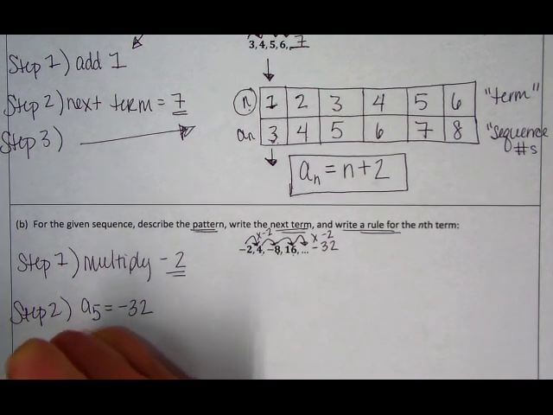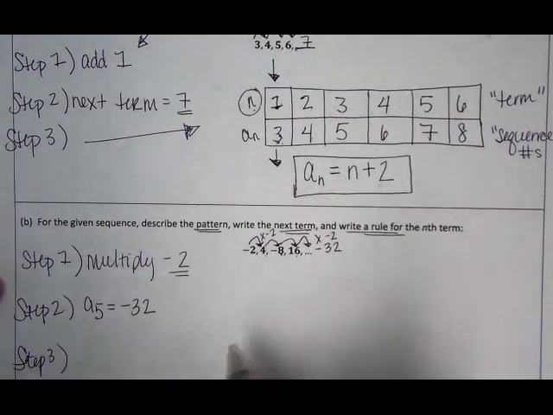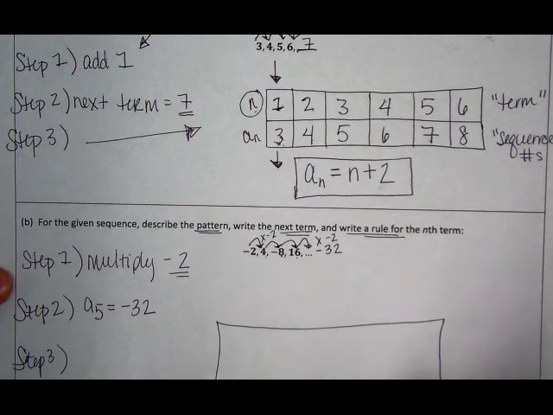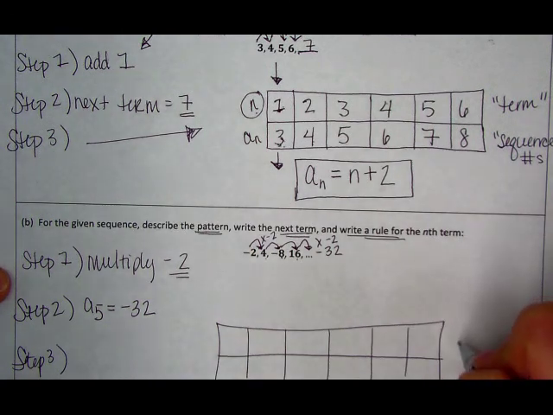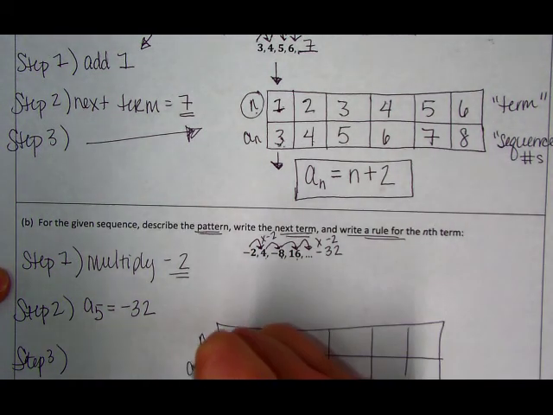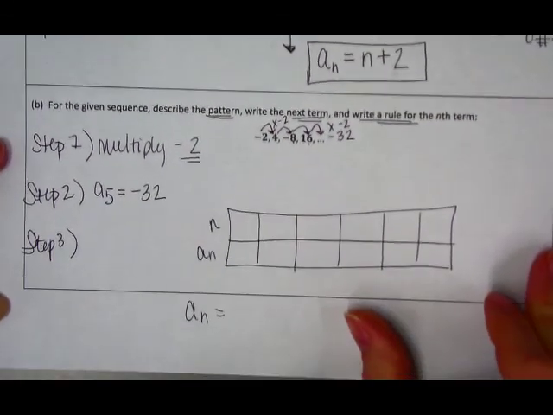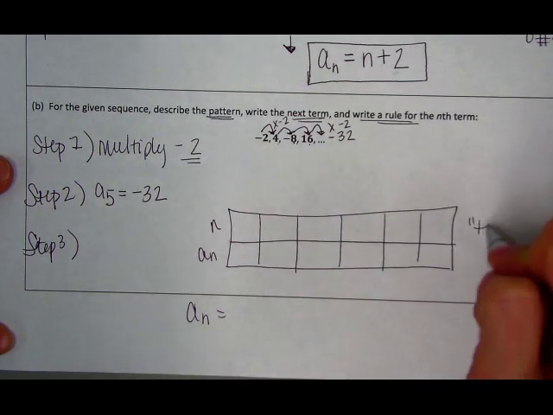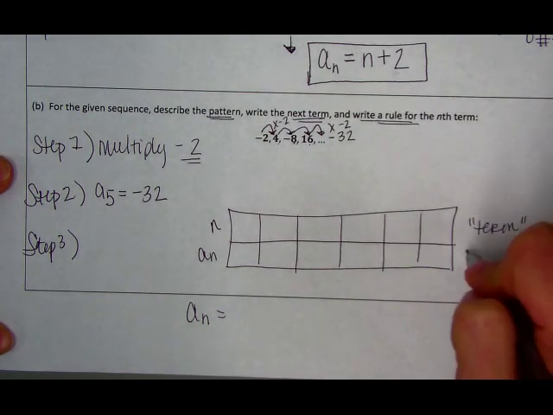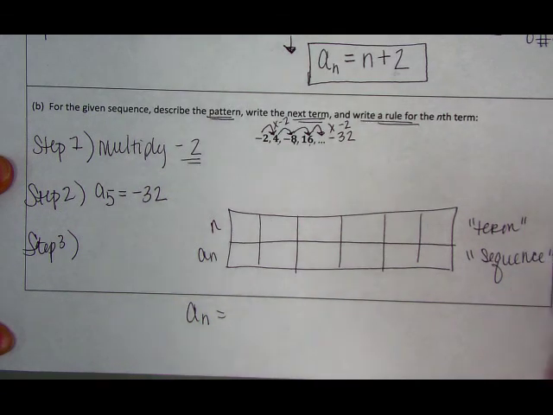Step 3 has us coming up with a rule for this pattern. Okay, so I'm going to create my little chart again, like I did in letter A. And we obviously know that this is going to be our n values. This is a sub n, so we want to come up with a rule. So a sub n is equal to, okay, so we know that this top line represents our term values and the bottom numbers represent the actual values in our sequence.